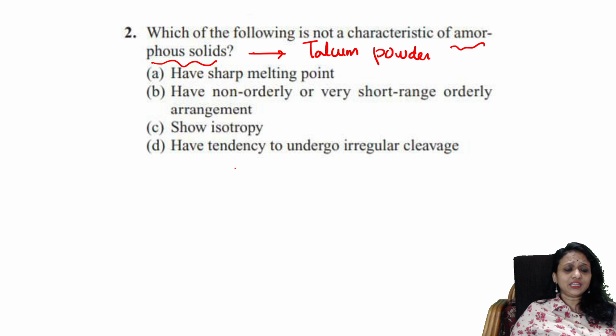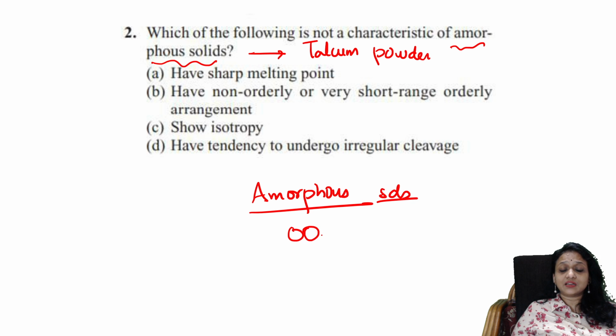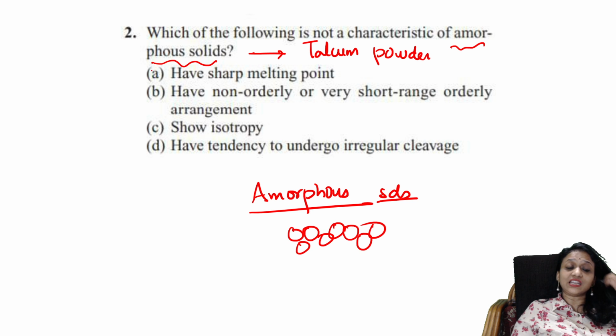Now tell me, in talcum powder, are the atoms arranged properly? No, correct? In amorphous solids, the atoms and molecules are arranged randomly. One here, one here, one here, like this, they are randomly arranged. So amorphous solids will never have a sharp melting point. Remember. They are non-orderly. Yes, this is perfectly right.